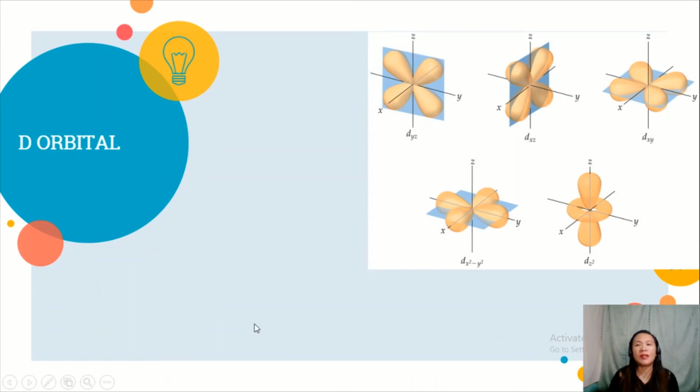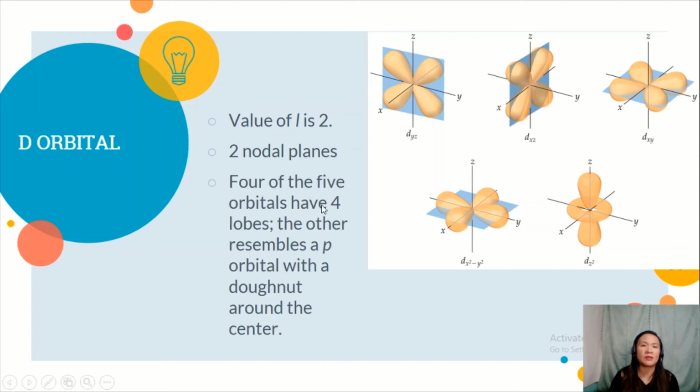The next orbital is the d orbital. For the d orbital, they are now located in 5 different three-dimensional spaces. And since for the d orbital, the value of L is now 2, it means that it will have two nodal planes. So again, for the nodes, we get L. The value of L is 2, which means that it has two nodal planes.